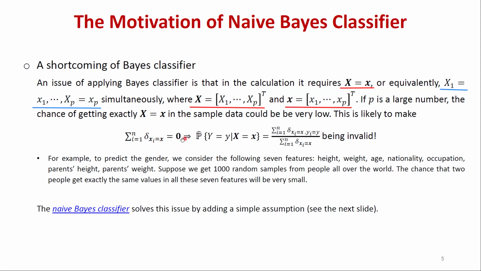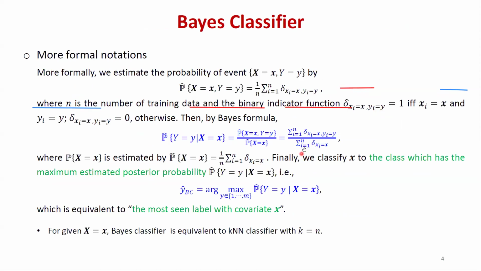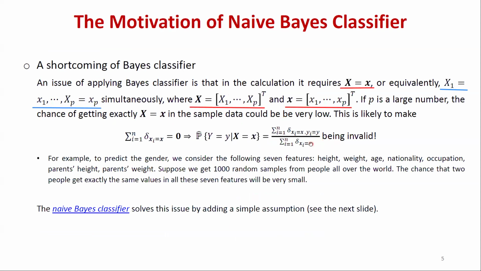The chance is going to be almost zero, trust me. Sorry, this zero should be a scalar. It should not be a bold zero, because bold zero means vector. It should be a scalar zero. The chance is going to be almost zero. And if the chance is zero, look at this: I have something in my denominator. Denominator zero means it's invalid. I cannot calculate it. It doesn't make sense.